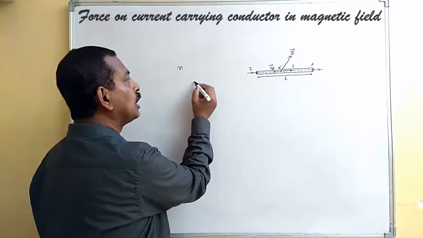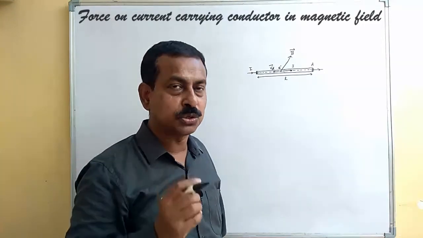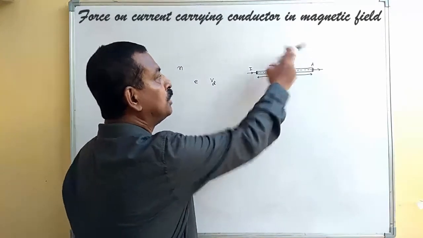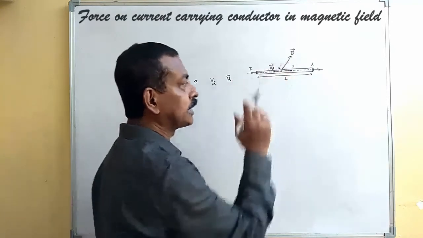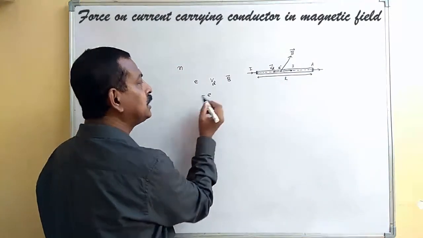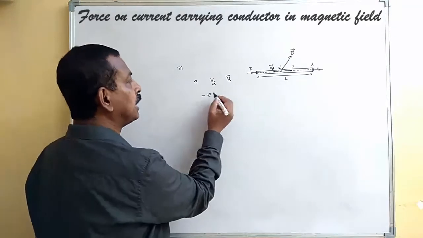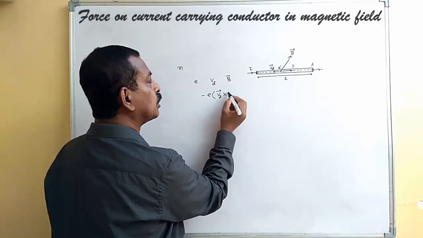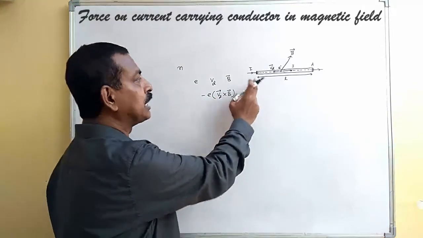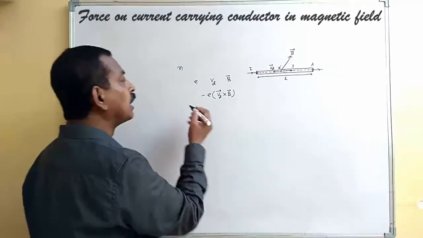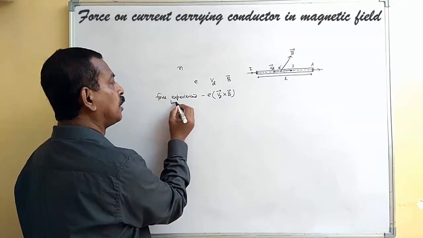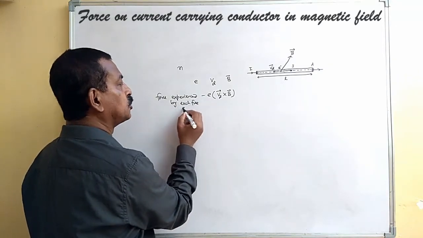So if I take small e as the magnitude of the charge on the electron, Vd is its drift velocity, and B is the magnetic field in which this conductor is kept, then the force experienced by each electron will be given as minus e Vd cross B. This will be the expression for the force experienced by each free electron.